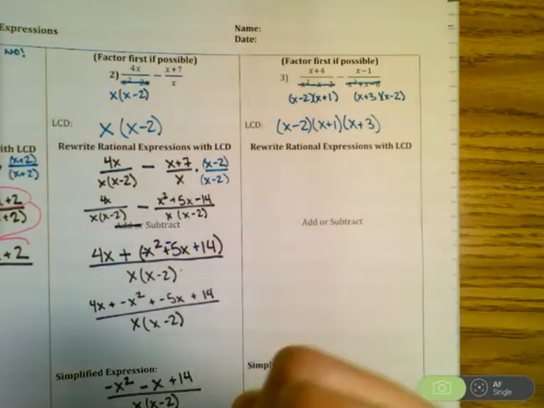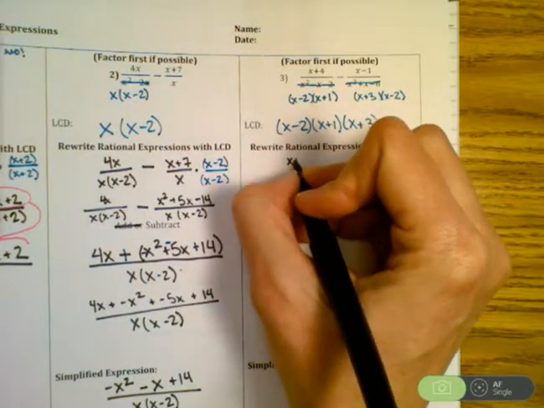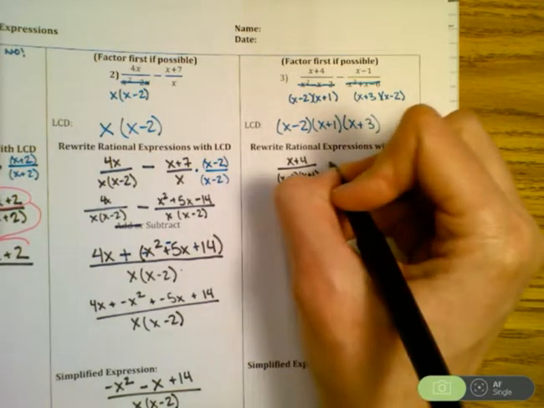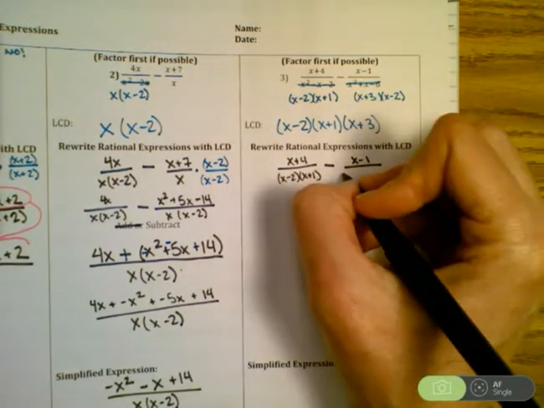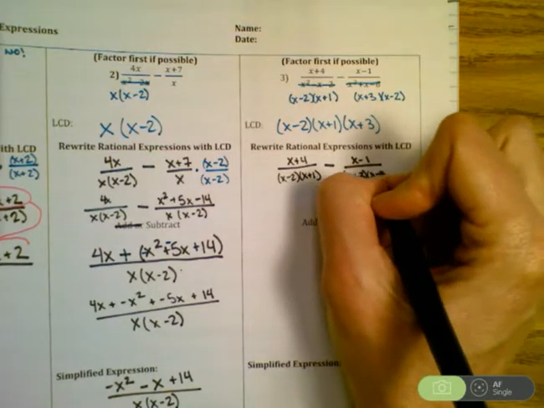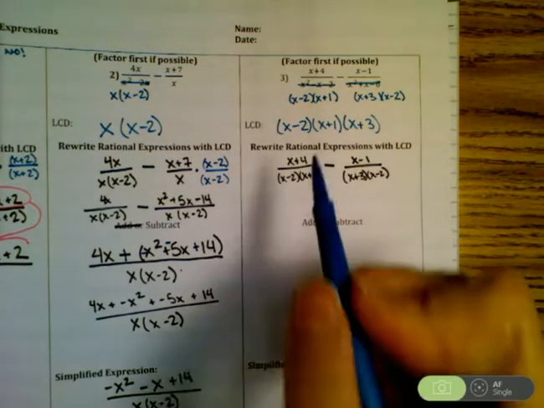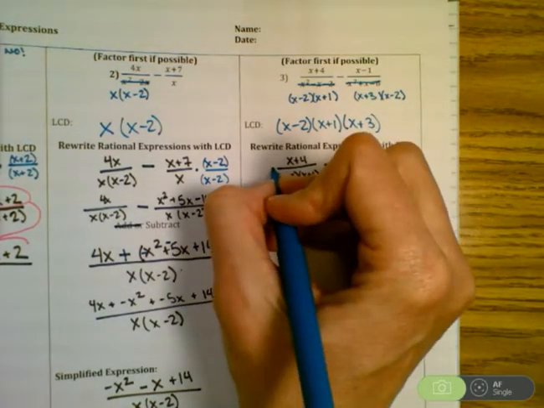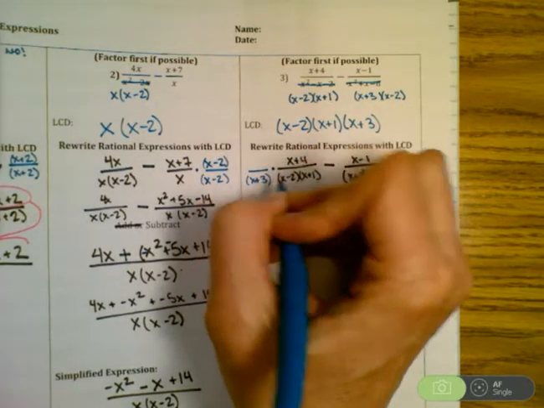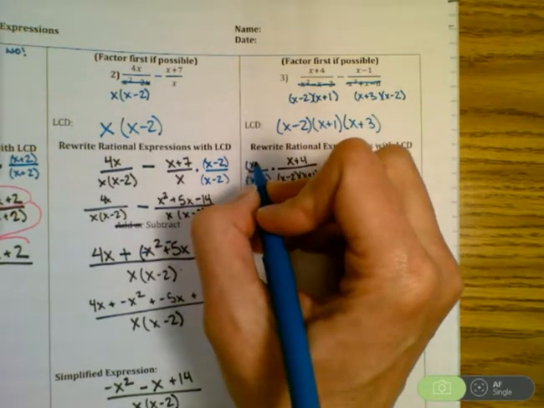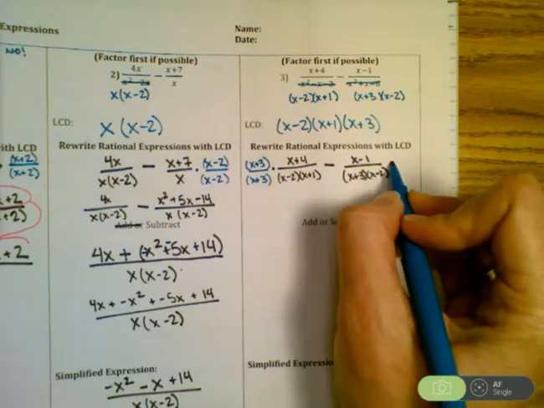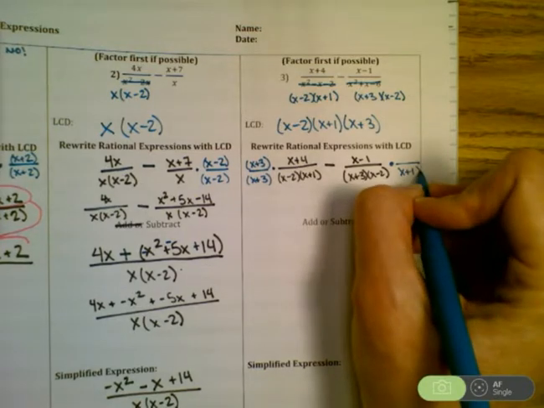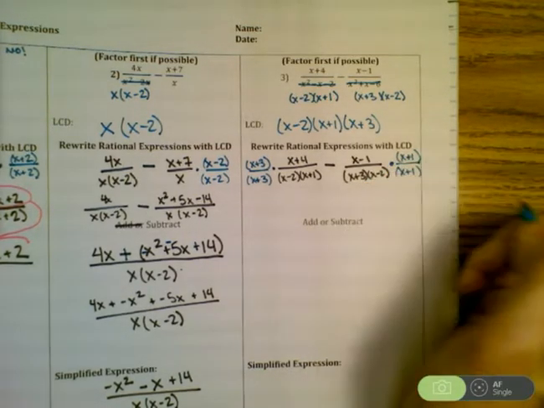So now I need to just rewrite those expressions. So x plus 4, I already have x minus 2 and x plus 1, minus x minus 1 over, I already have x plus 3 and x minus 2. So I think about the missing parts. This one has an x minus 2 and an x plus 1. It doesn't have an x plus 3. So I put x plus 3 there, and it also goes on top. This one then has an x plus 3, it has an x minus 2, it doesn't have an x plus 1. So I put that there and there.